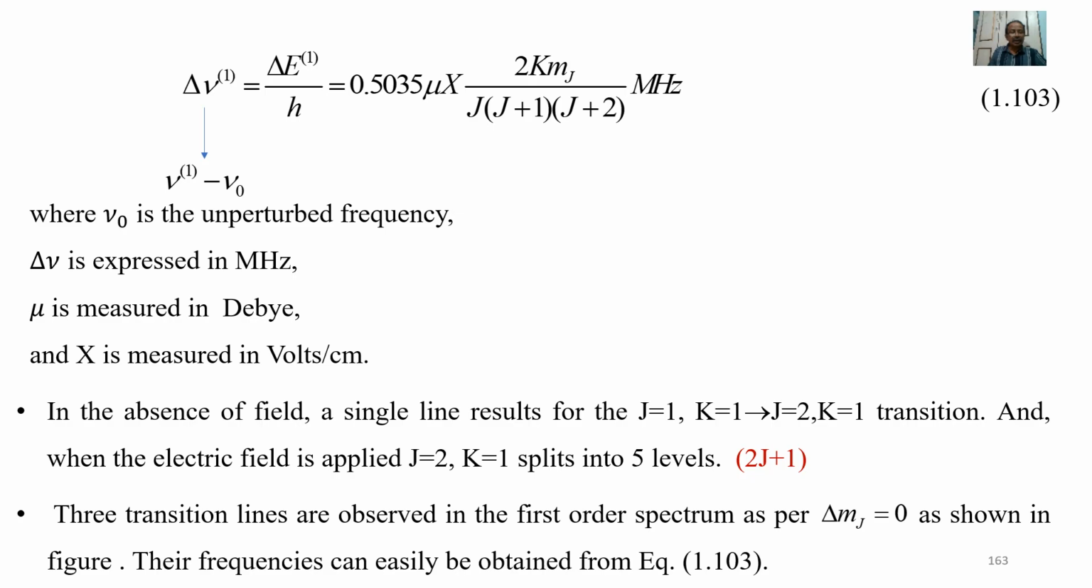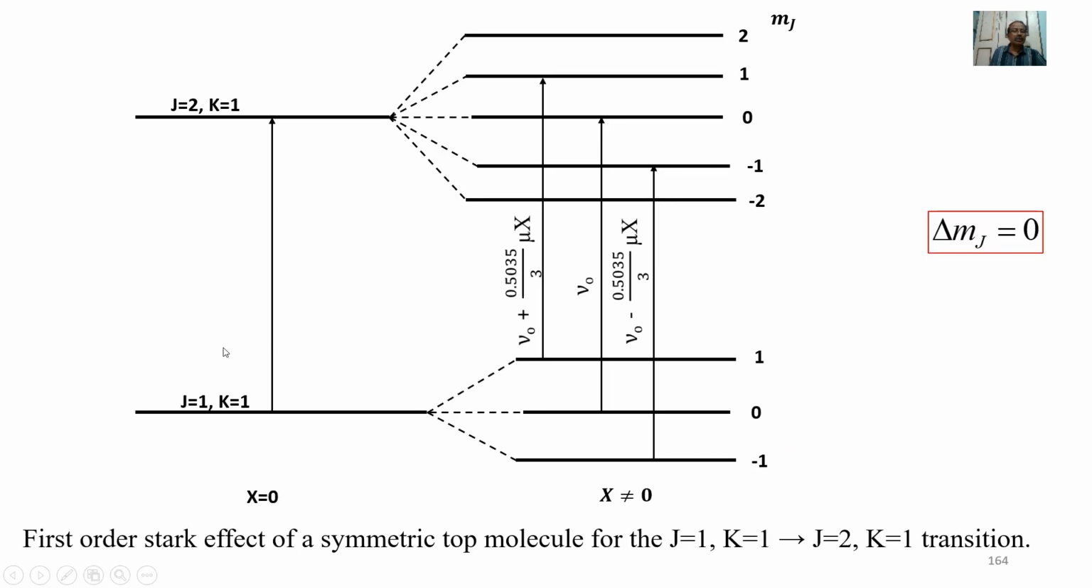And also there will be 3 transition lines observed in the first order spectrum as per del mj equals 0, as shown in the figure in the next slide. Their frequencies can easily be obtained by using equation 1.103. So this is what I said. When there is no electric field, the transition will take place from j equal to 1, k equal to 1 to j equal to 2, k equal to 1. And this excited level, when you apply the electric field, will split into 5 levels according to the formula 2j plus 1.